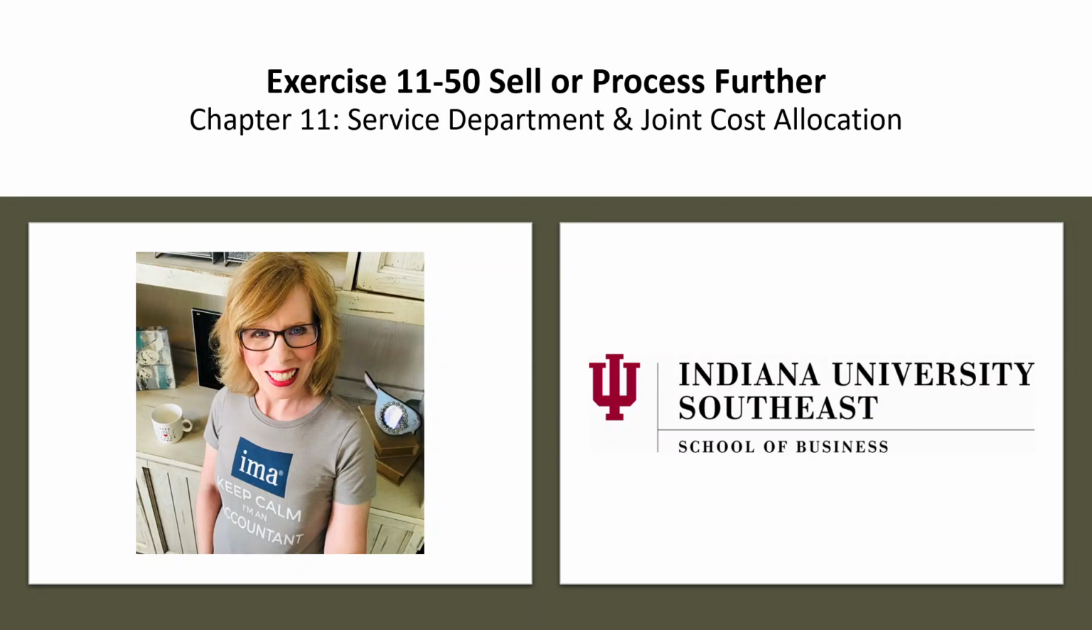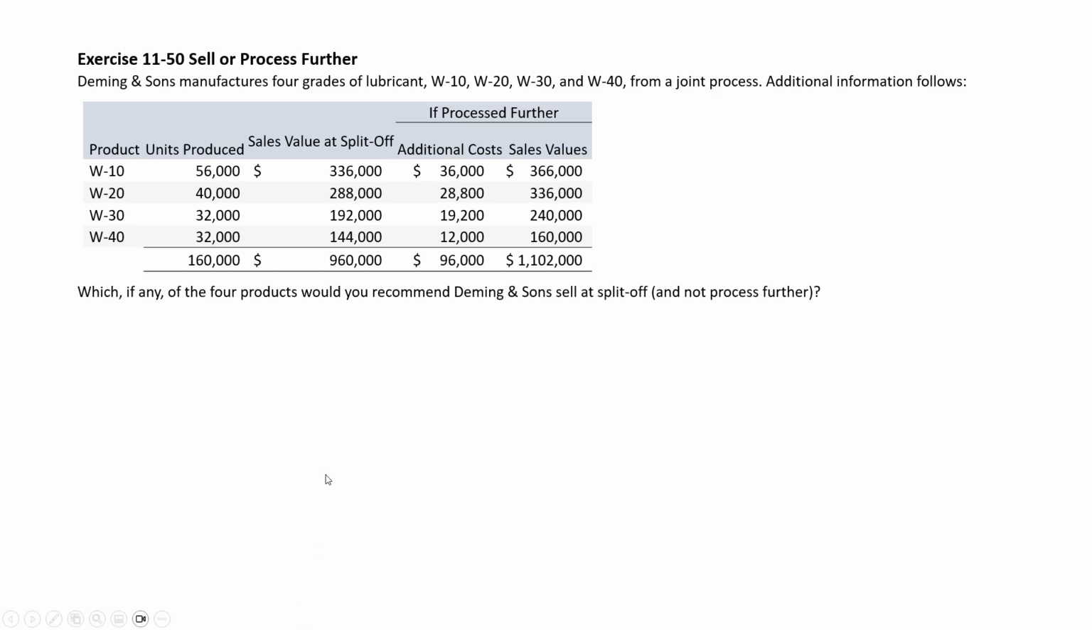In this video, I'm going to demonstrate a sell or process further decision using exercise 1150 as an example. So we have here a production process, a joint production process that produces four unique products, W10, W20, W30, and W40. And independently for each one, we're trying to make the determination: do I sell it at the split off point or do I continue processing it? Again, we can individually decide that.